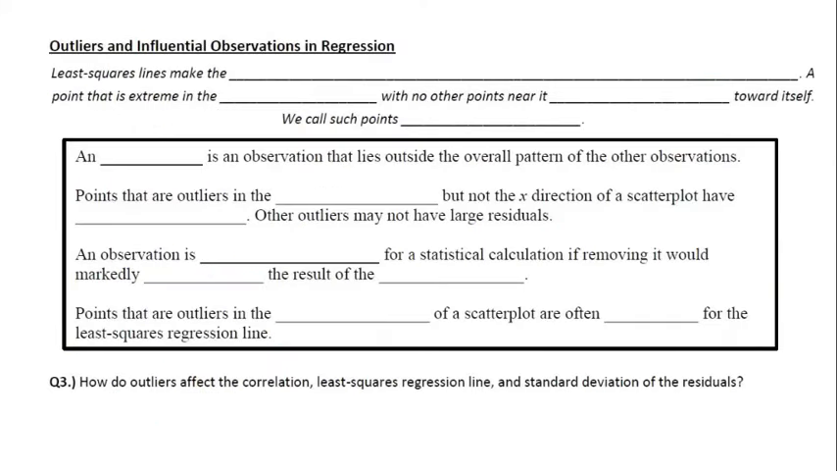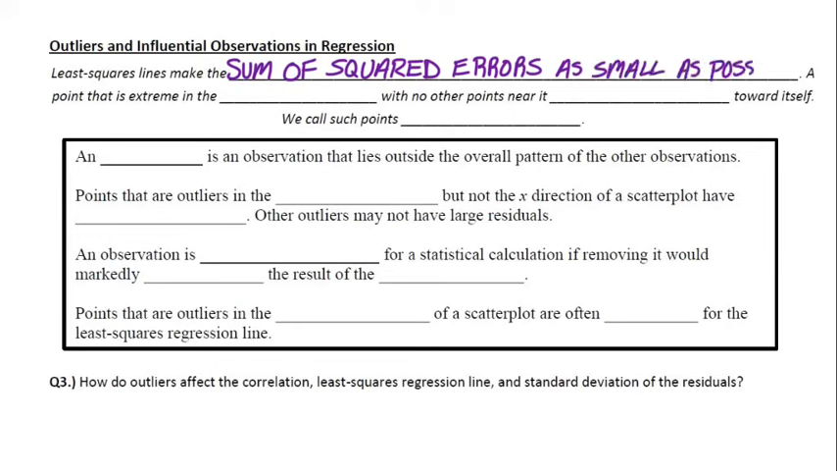Okay, so the next piece here, outliers and influential observations in regression. So let's distinguish between what it means to be an outlier and then what it means to be actually influential, because the influential one's a little bit more specific. So in general, the least squares line makes the sum of the squared errors as small as possible. Hence the name least squares.